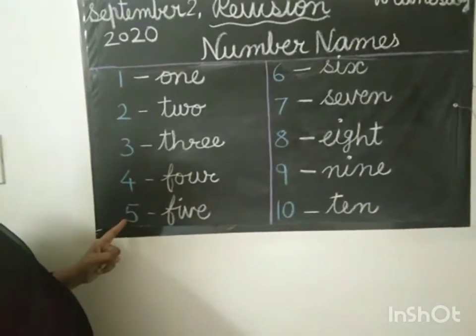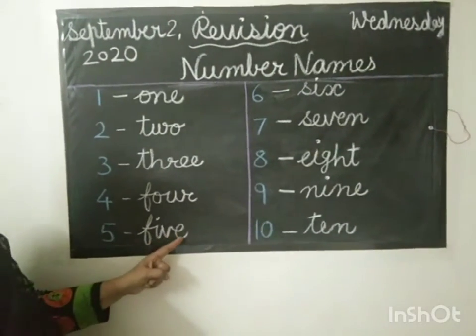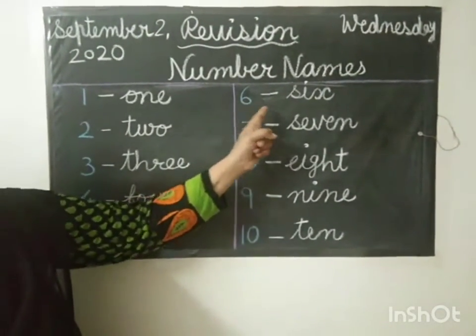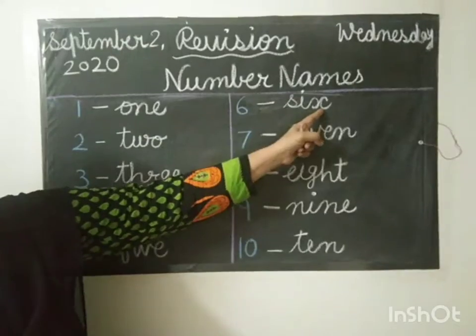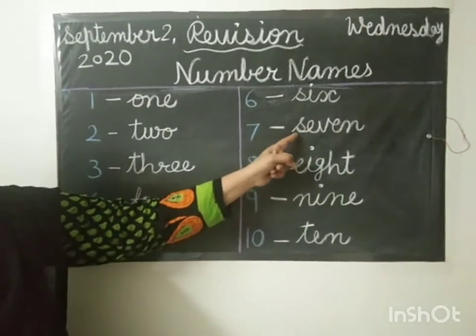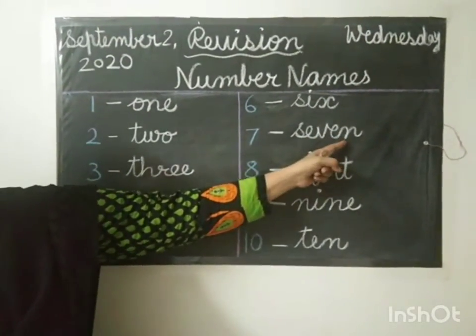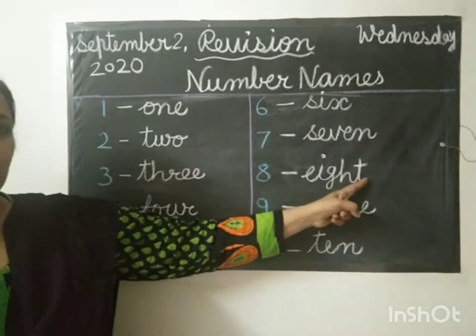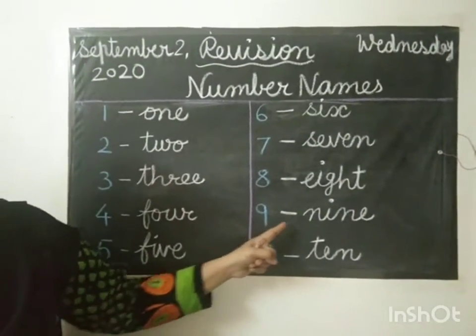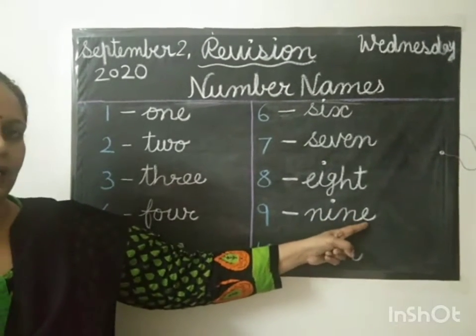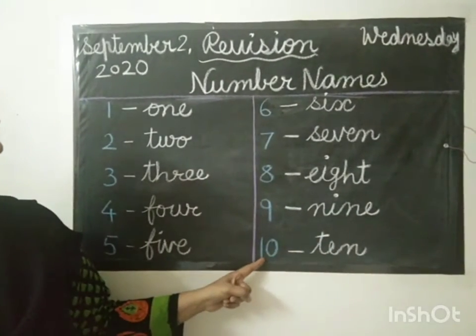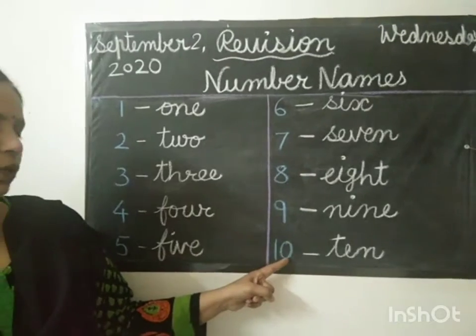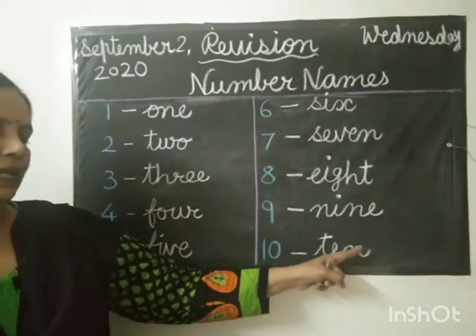4. 5, F-I-V-E, 5. 6, S-I-X, 6. 7, S-E-V-E-N, 7. 8, E-I-G-H-T, 8. 9, N-I-N-E, 9. And then 10. 1, 0, 10. T-E-N, 10.